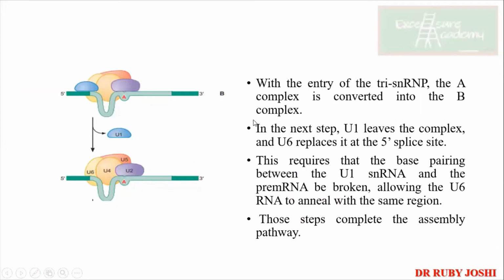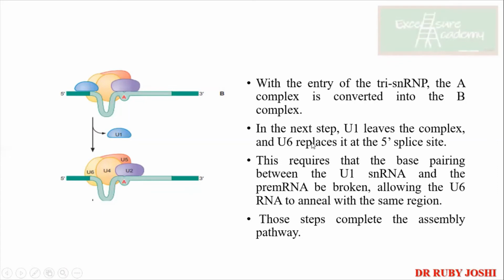Okay. Now can you see U1 and U2 there? Slowly, what they have done, this 4, 5, 6 have taken the place of U1, and U1 is being displaced. Okay. So when this is formed, it is known as the B complex. So with the entry of the tri-snRNP, the A complex is converted to the B complex. And in the next, U1 leaves the complex, U6 takes its place.